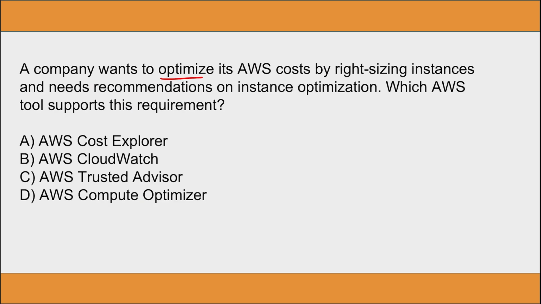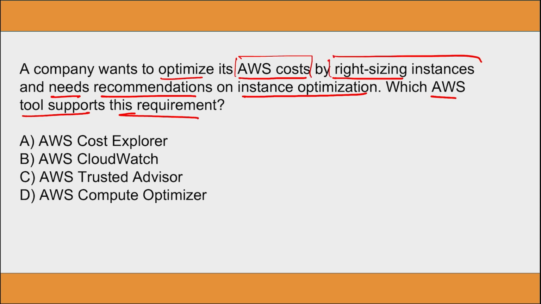Next, a company wants to optimize their AWS cost by right sizing the instances and needs recommendations on instance optimization. Which AWS tool will support this requirement? So we are talking about cost, the right sizing of the instances and instance optimization. Correct? So which is the best thing for this? Which AWS tool is the best? It is AWS Compute Optimizer, right?